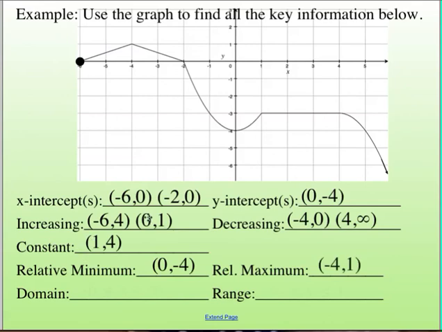And then the last thing is the domain and range. This is from section 1.2. How far left and how far right does the graph go will give us our domain, -6 and then all the way to positive infinity. And so you can write it as -6 is less than or equal to x is less than infinity. And then range is how low does the graph go to how high? Well, it goes from -infinity up to a +1.